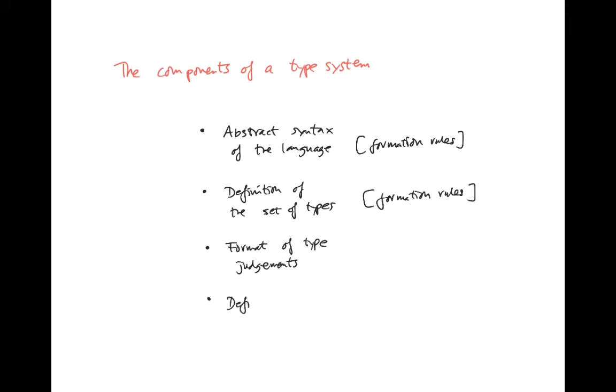And finally, we must define the set of valid type judgments, and to do that we have a collection of type rules. So these are the components of a type system, and let's look at the first one.